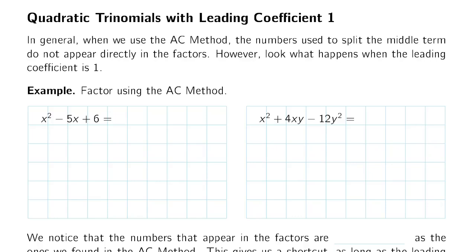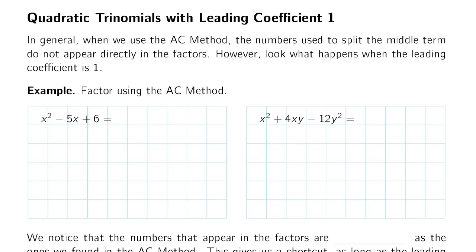Often, we want to factor a quadratic trinomial where the leading coefficient is 1, or at least, in the case of homogeneous trinomials, the coefficient of one of the squared terms is 1. Let's look at what happens in that case. Notice that in general, the numbers that we used to split up the middle term don't appear in the factors. So once we split up the middle term, we still have to factor by grouping. But let's look at what happens in the case where the leading coefficient is 1.